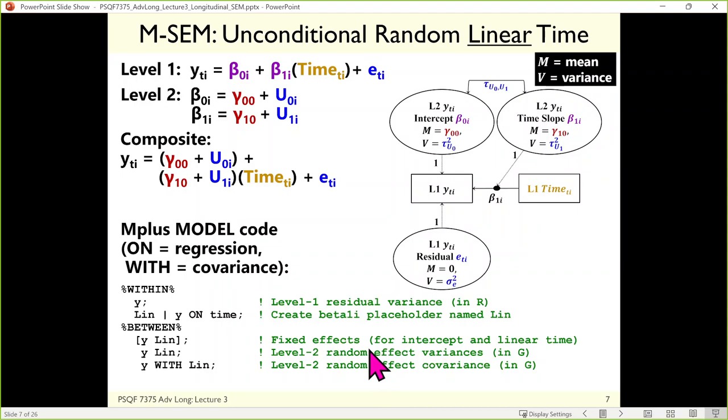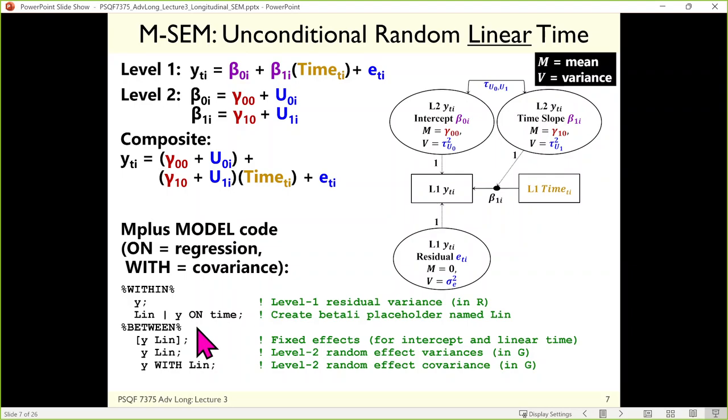So the within model is for level one, between model is for level two. When you see a variable listed by itself, like y semicolon here, that is referring to its variance. So if y is listed by itself in the within model, that's referring to its level one residual variance. Y listed by itself in the between model is referring to its random intercept variance. Likewise for lin, lin is the name of the latent variable to be created from the regression of time predicting y. So think of on as an equal sign in terms of the order here. Y equals x will help you.